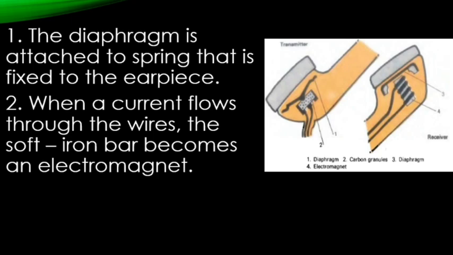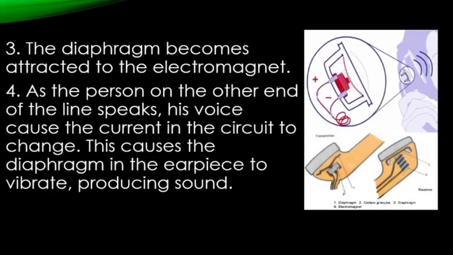When a current flows through the wire, the soft iron bar becomes an electromagnet. The diaphragm becomes attracted to the electromagnet. As the person on the other end of the line speaks, his voice causes the current in the circuit to change. This causes the diaphragm in the earpiece to vibrate, producing sound.